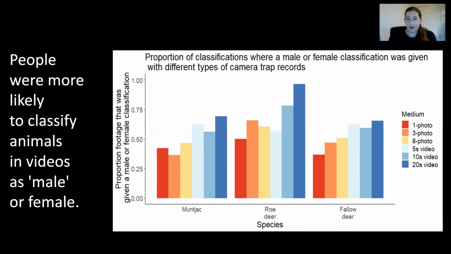As well as classifying adult or juvenile, people have the option of classifying male or female. So for this, I just narrowed down the categories to just look at the deer species, as these are the ones I would really expect people to identify as male or female, as the males and females do look different. And again, we don't see as big of a difference, but people were more likely to have a go at sexing the animal if it was in a video compared to a photo.